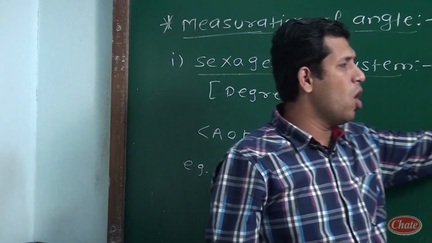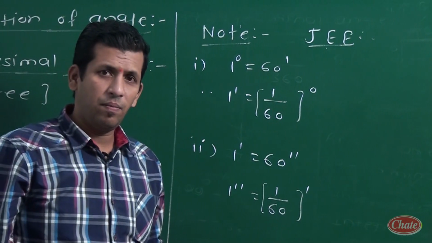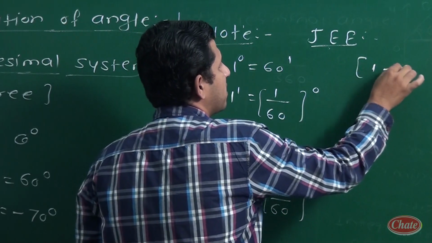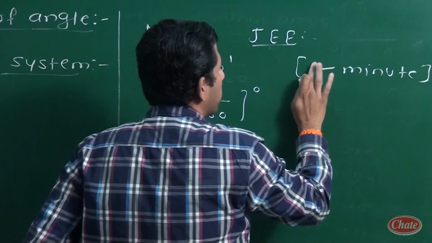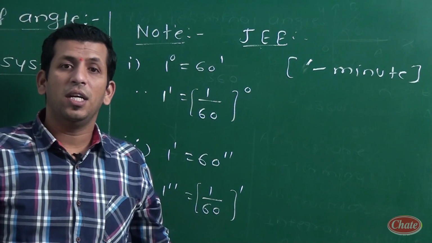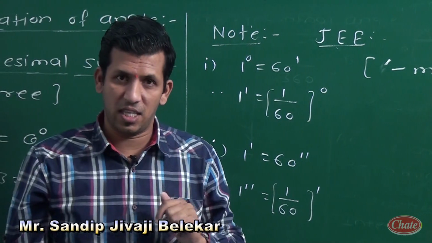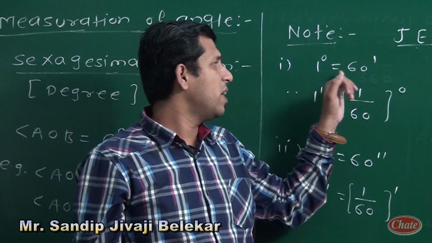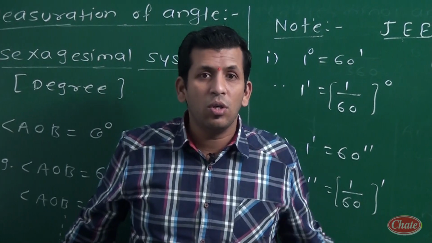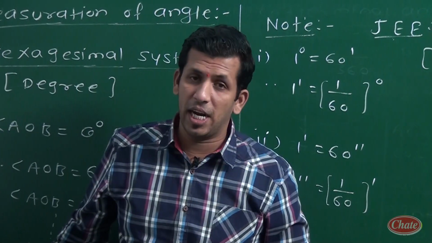Now, one note is there, most important JEE note. What is that? 1 degree is called 60 minute, where the dash is nothing but minute. Dash is called what? Minute. Not minute from a watch, dear student. In the same way degree is there, angle is also measured in minute. So how can it be converted? 1 degree is equal to 60 minute. As 1 degree is equal to 60 minute, 2 degree is equal to 2 into 60, 3 degree is equal to 3 into 60, 4 degree is equal to 4 into 60 minute, like that.